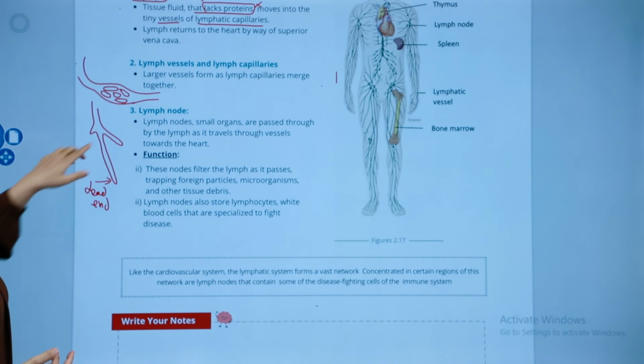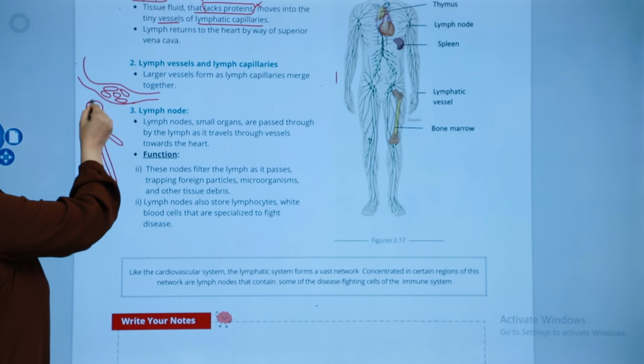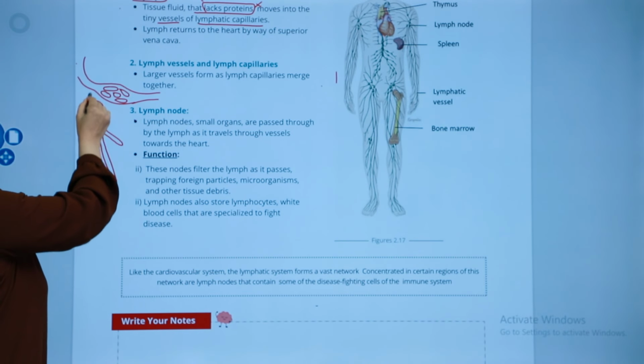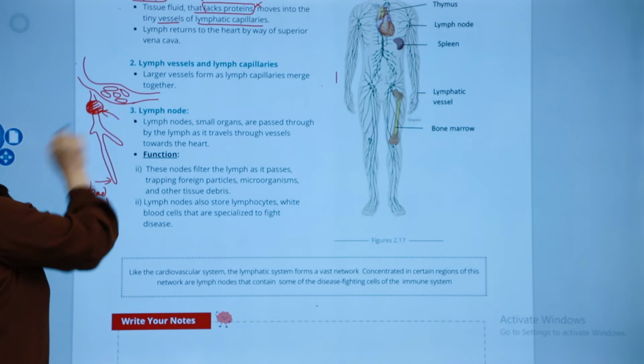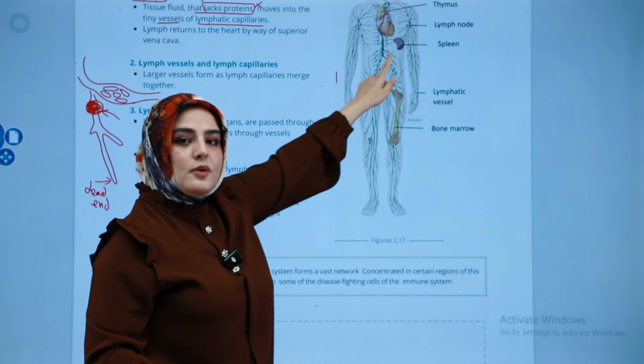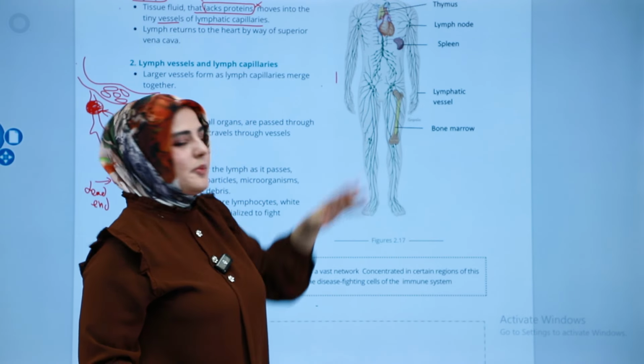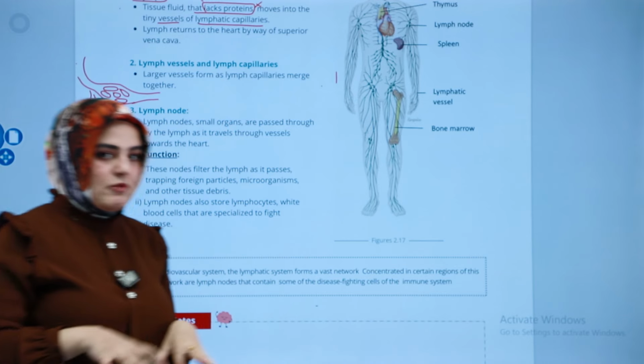Let's check this. It says these lymph vessels are running through an organ called a lymph node. It's something like that. Do you see these dots? All of them are lymph nodes, and the vessels are running through them. These are checkpoints. You can write it.